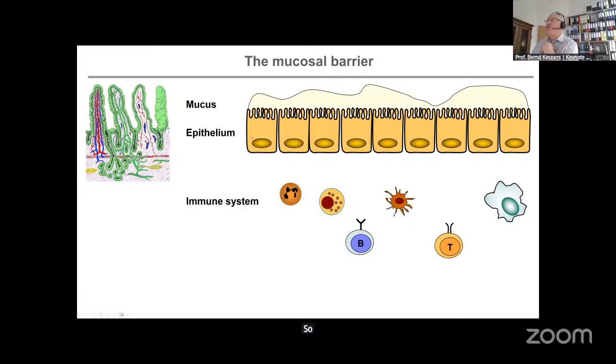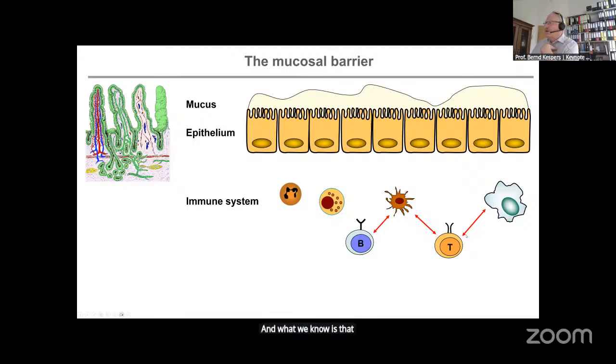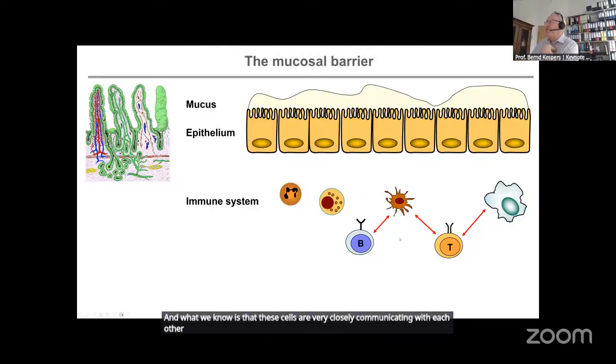So if we look more closely at the gut, it is like the lung and like the reproductive tract, characterized by a single epithelial barrier covered by a mucous membrane, and underneath the cells of the immune system are sitting there. And what we know is that these cells are very closely communicating with each other. We always should keep that in mind.